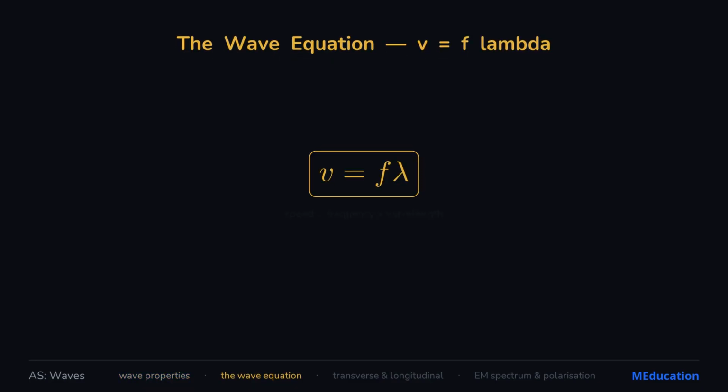Now the single most important equation in the whole unit. The speed of a wave equals its frequency times its wavelength. It makes simple sense. Frequency is cycles per second, wavelength is the length of each cycle, so multiply them and you get length per second, which is speed. This one relation links the three headline quantities of any wave.